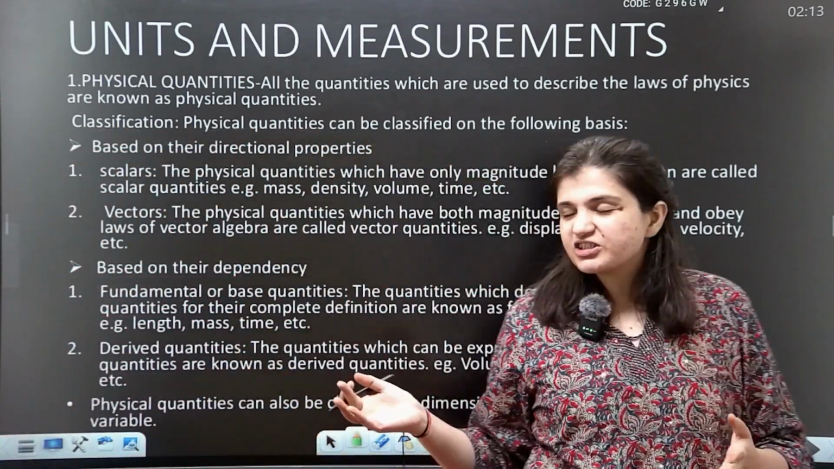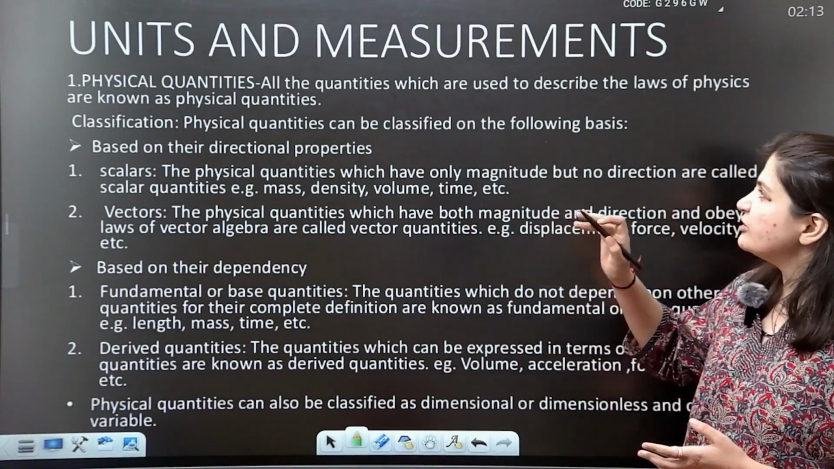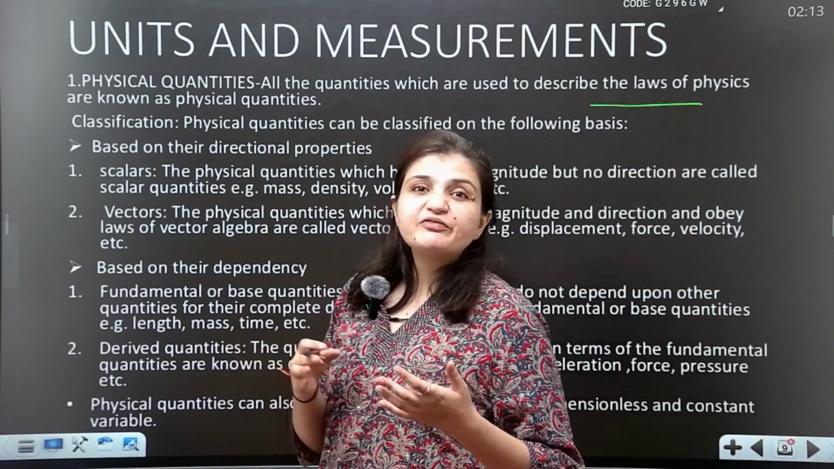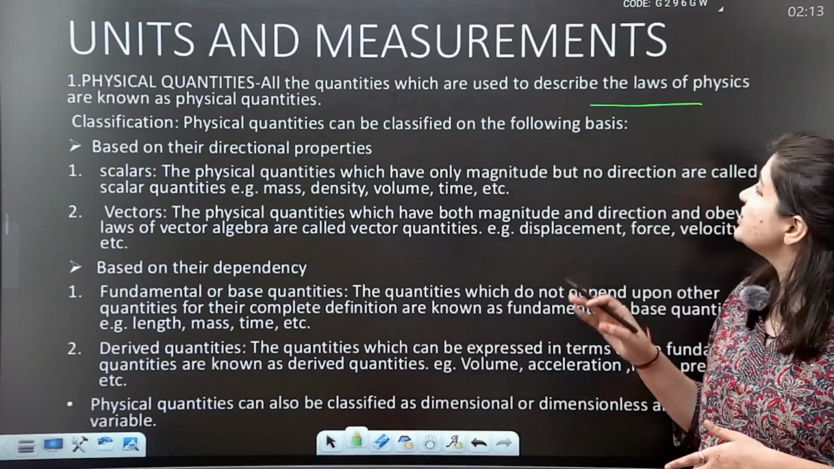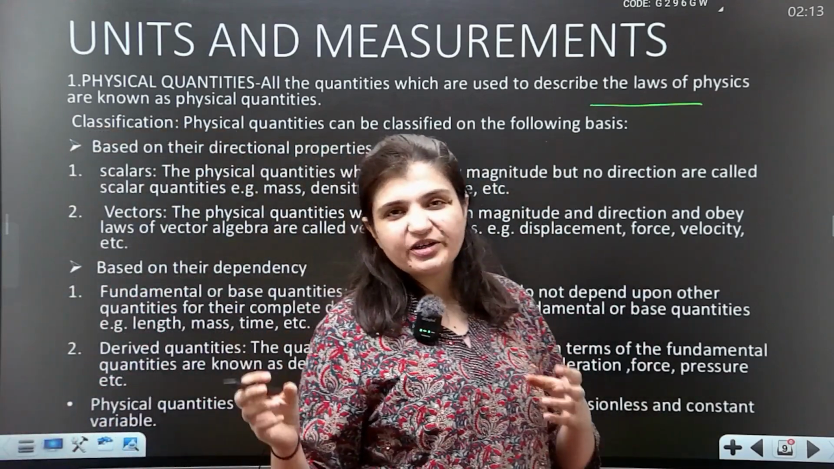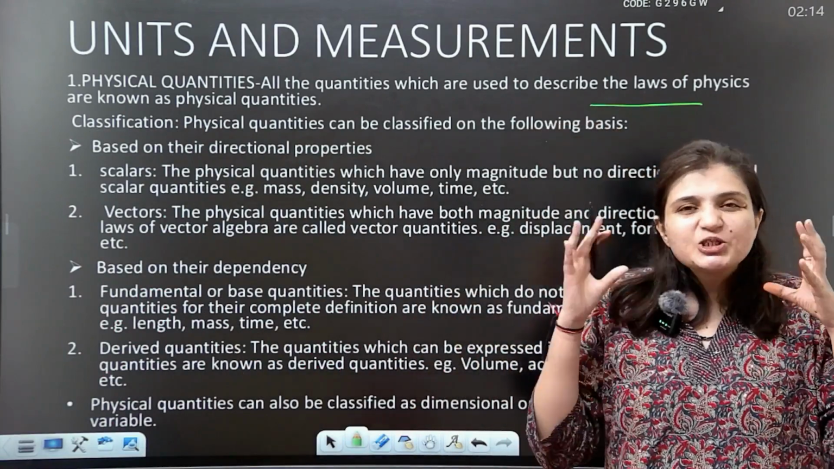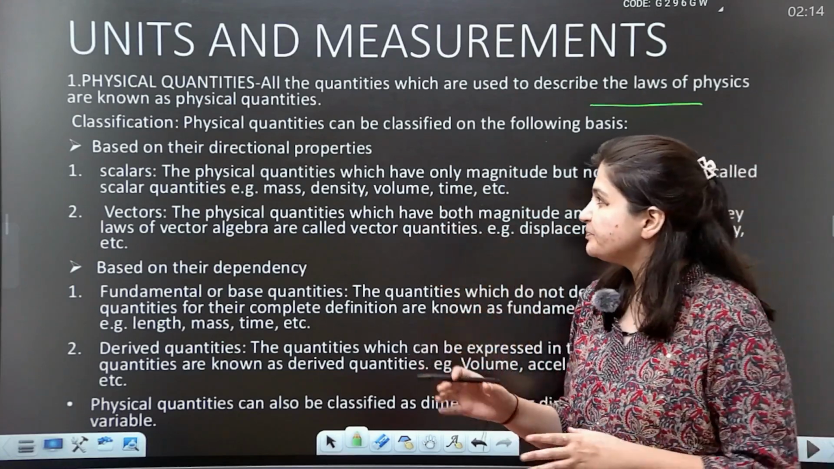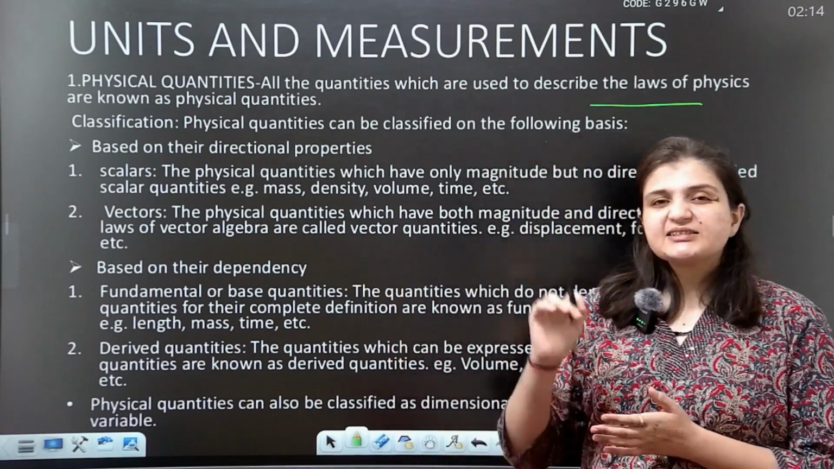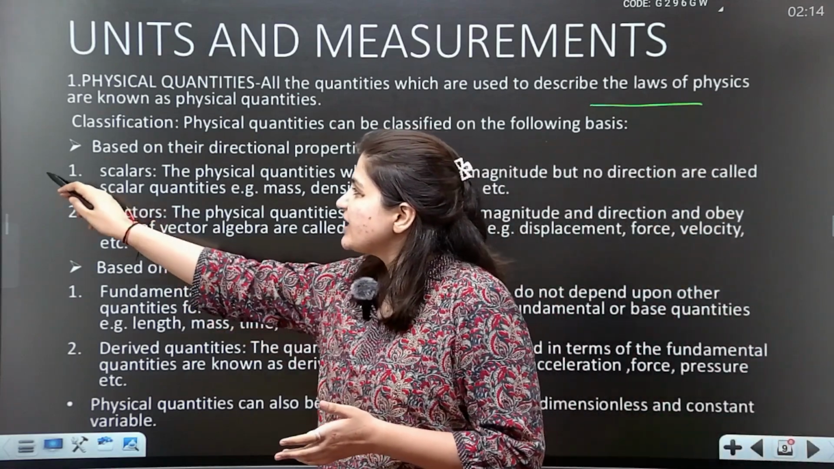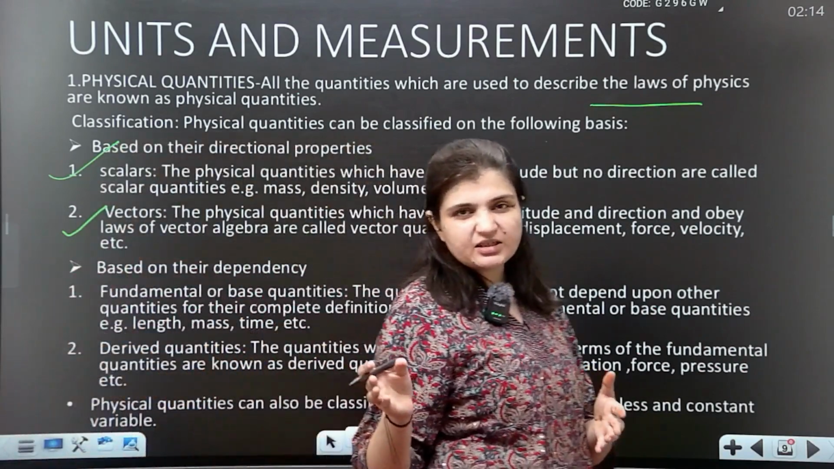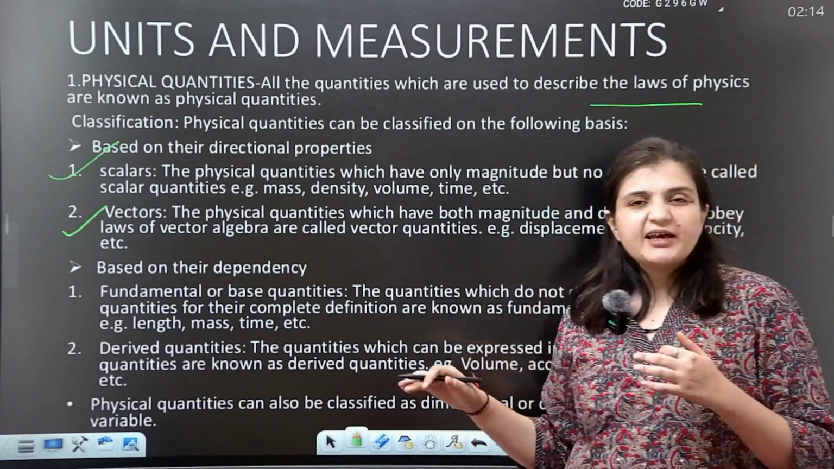We study the phenomena of light, like how the light is moving, how the light will converge, how the light will diverge. Now, what is a physical quantity? Physical quantities are those quantities which are used to describe the various laws of physics. First of all, these physical quantities, all the various quantities in physics, are categorized as scalar and vector.